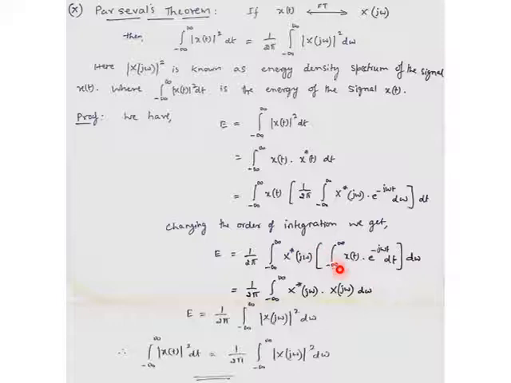This term, the integration from minus infinity to infinity of x(t) e to the power minus jωt dt, is the definition of the Fourier transform, so I can write it as X(jω). So we now have 1 by 2 pi integration from minus infinity to infinity of X star of jω times X of jω dω. X star times X can be clubbed together as a square with magnitude: 1 by 2 pi integration from minus infinity to infinity of |X(jω)|² dω. So we got the energy equation simplified in terms of frequency. We started from the continuous time domain and got it in the frequency domain, represented as the energy density spectrum. This is how we can prove Parseval's theorem for the Fourier transform.